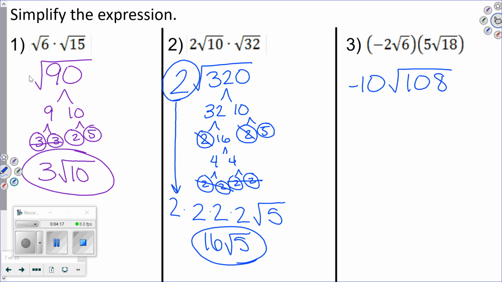The fact that there's parentheses around all of that is no different than the other problems had a dot, right? We can show multiplication with a dot. We can show multiplication with parentheses. It doesn't matter. All right, 108 is not perfect, so we'll do our factor tree on that one. So it's going to be like, I'll go 2 and 54, 2 and 27, 3 and 9, 3 and 3.